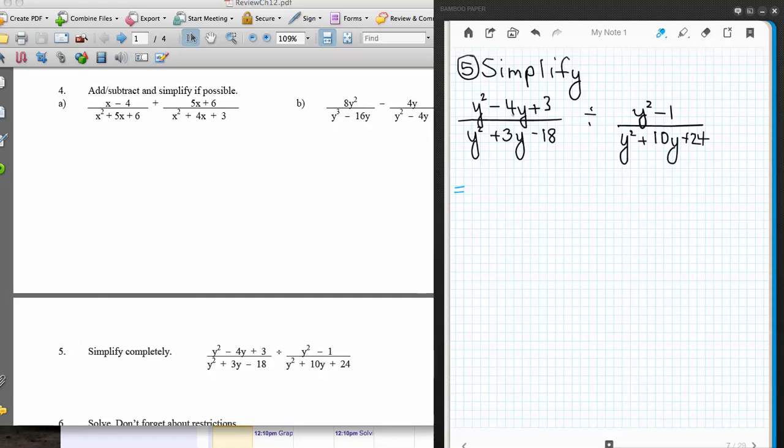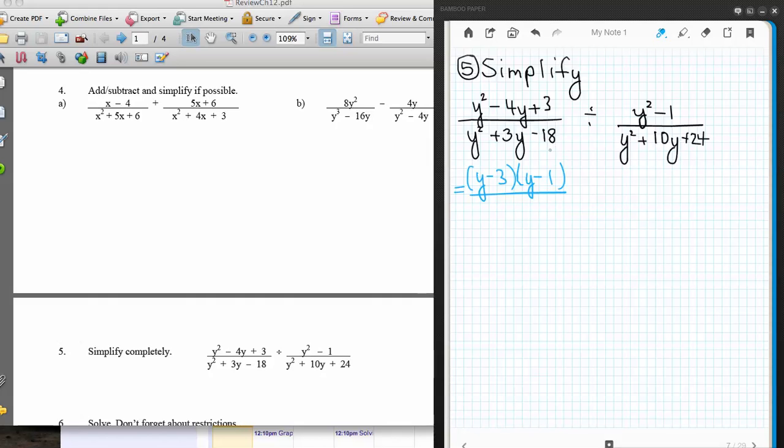We need to factor. So I need the factors of 3 that sum to 4. That would be a 3 and a 1, since that's the only way 3 factors, it's kind of nice. And I notice that my middle term is negative because it's a sum. That tells me that both of these factors must be negative.